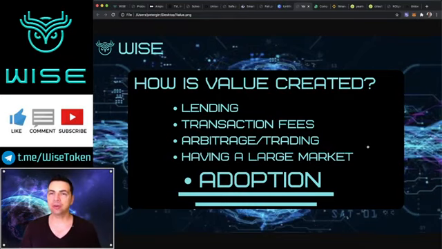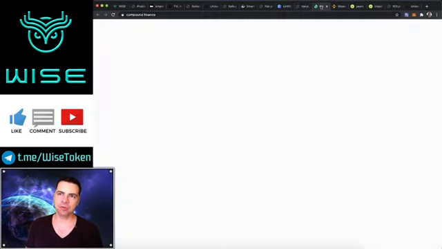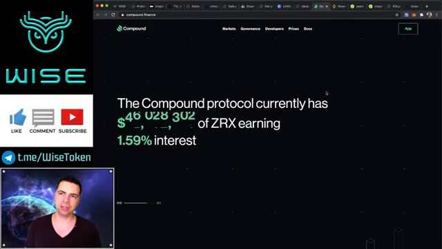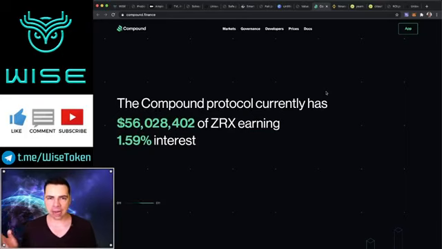All right, so let's talk about value a little bit, because I think people misunderstand how value is actually created in crypto, and I want to explain to you how Wise actually creates value. So one of the biggest ways people think about creating value in crypto is through lending. So we've got these sites like Compound, there's Aave, MakerDAO, and these are lending protocols.